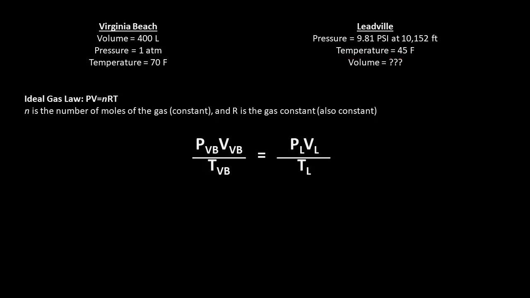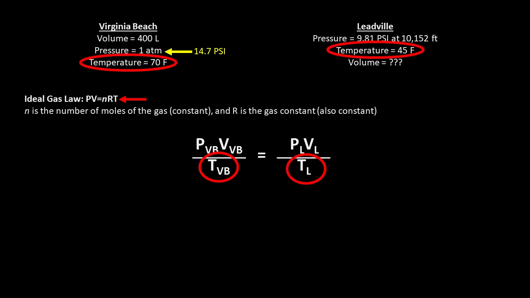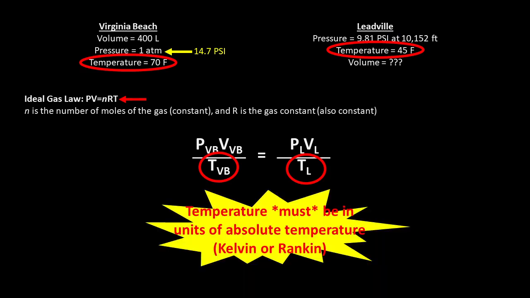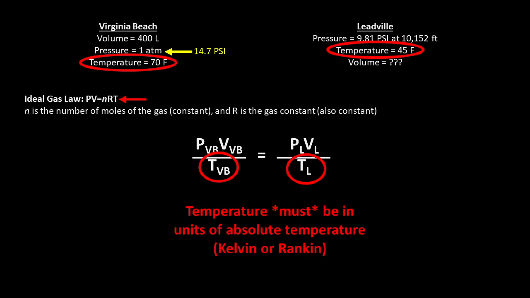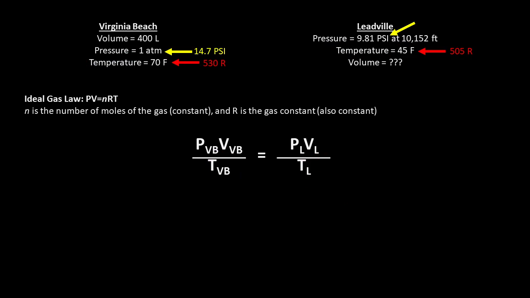The first thing we need to address are our units. We have two different pressure units, and they need to be the same so that the units will cancel out in our equation. For pressure, we know that 1 atmosphere is the same as 14.7 psi, so that's an easy switch. With temperature, we must be in units of absolute temperature, so either Kelvin or Rankine. Rankine is your temperature in degrees Fahrenheit plus 460, so we'll go ahead and change those. But you could also use Kelvin if you were given the temperature in Celsius.